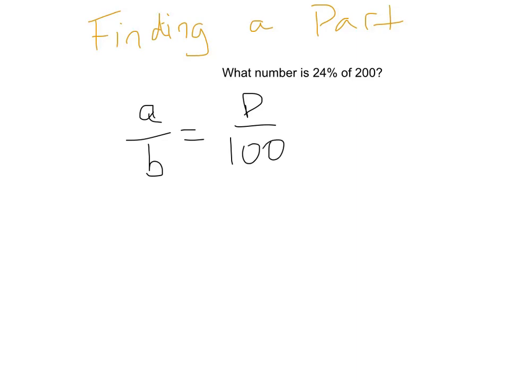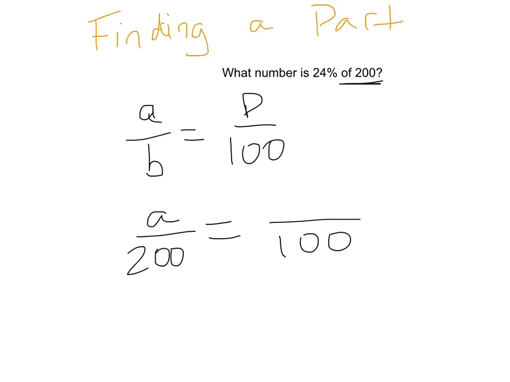Okay, so let's fill in some things. Well, what number is 24% of 200? When we see "of" something, we need to think base. So it's going to have something equals something over 100. The base over here is going to be 200. What's my part? Well, what number? What number is 24% of 200? I don't know that little number. I don't know the part, so I'm going to leave it as A. Equals, well, let's see, what number is 24%? So I'm going to enter in just a 24 over 100.